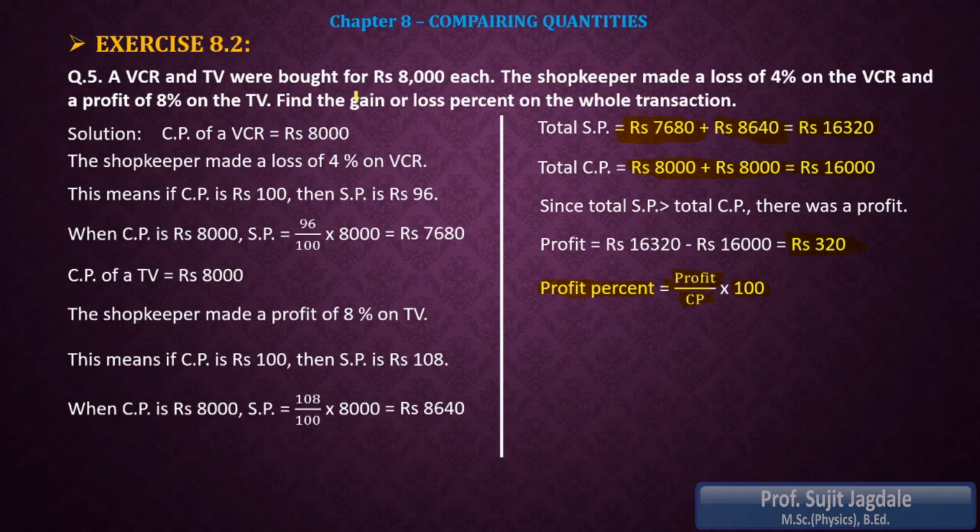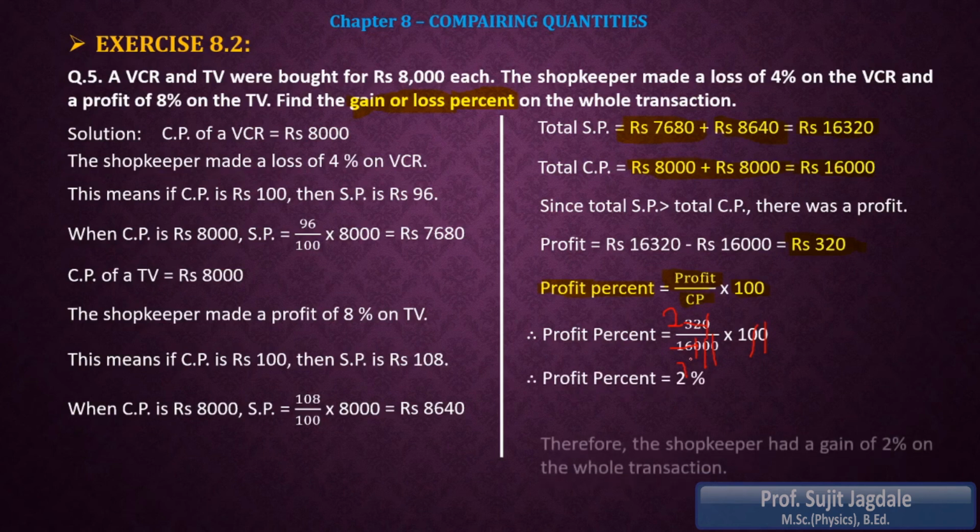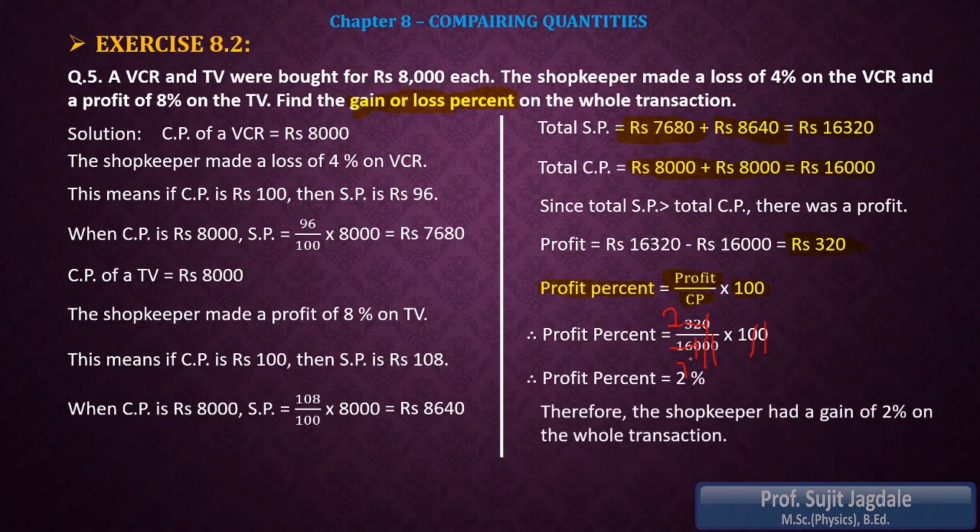And here the question is like this, gain or loss percent. So that's why we have to calculate it in percent. So use that formula. Put down the values. Profit is 320, CP is 16,000 into 100. So these two zeros are cancelled, then 1 0 is cancelled, and 16 ones are 16 and 16 twos are 32. So therefore profit percent is equal to 2%.